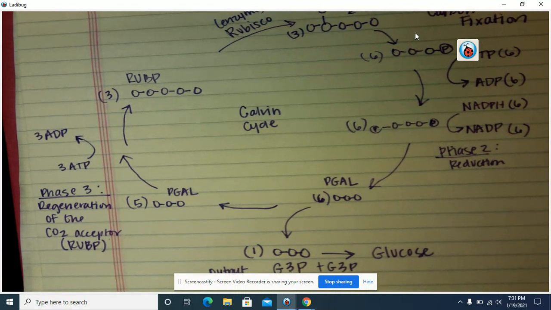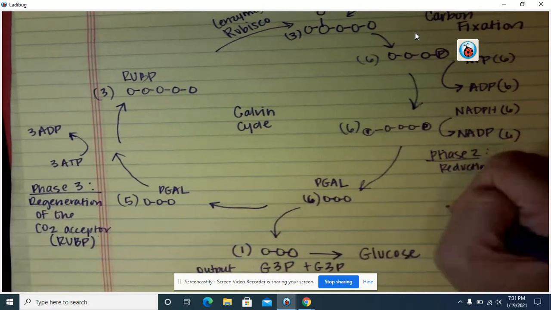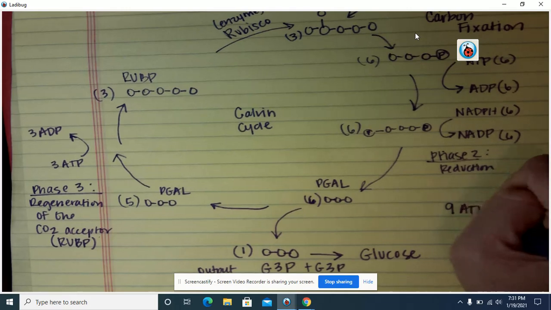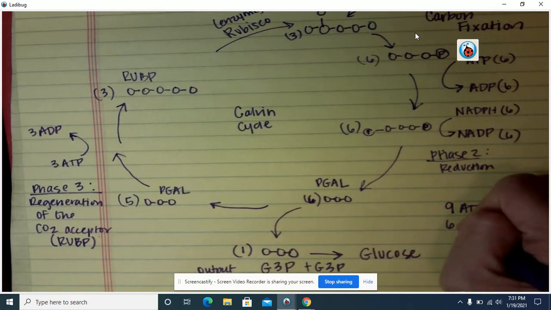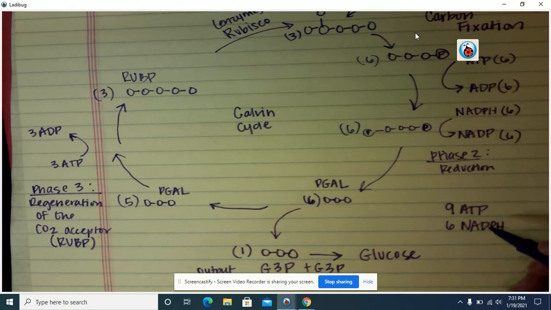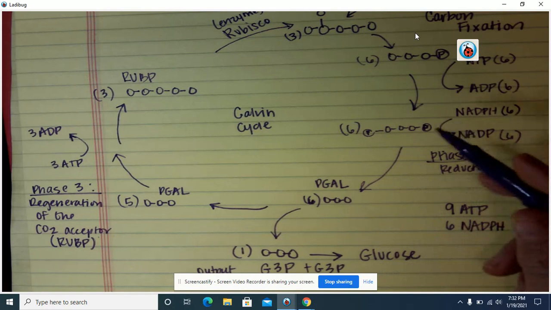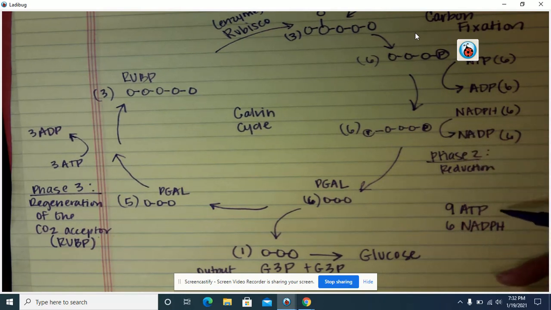Now remember, guys, when we were talking about the cyclic versus the non-cyclic, one of the things that comes into play here is that we've used 9 ATP, and we've only used 6 NADPH. So, if this continues, we're going to run out of ATP, right? And so it's going to go back to the light reaction and need to have some cyclic electron flow to regenerate any missing ATP. And this is why there's that variance between cyclic and non-cyclic and how much of each of these molecules we use.